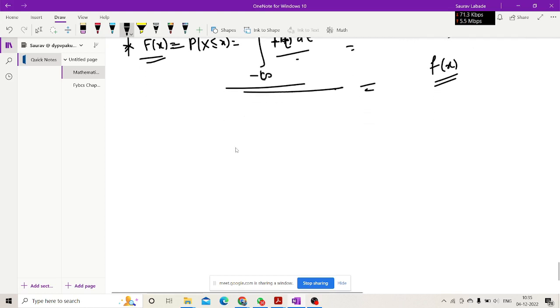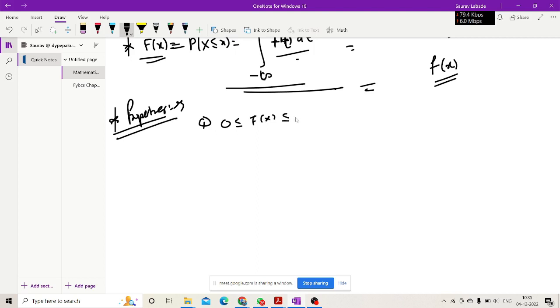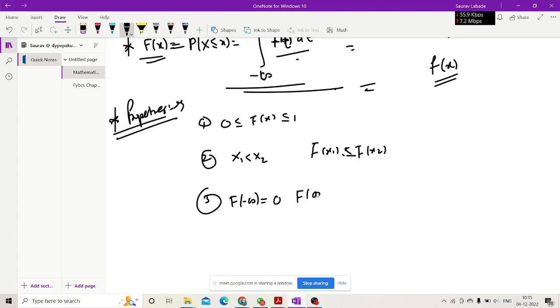Now let's see the properties of the distribution function. The first property is that the distribution function always lies between 0 and 1. The second property is that it is a non-decreasing function. That means when x1 is less than x2, f of x1 will also be less than or equal to f of x2. The third property is that F of minus infinity is always 0, and F of plus infinity is always equal to 1. So these are the properties.